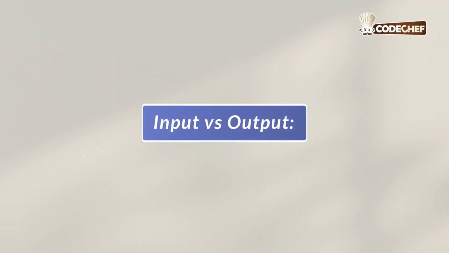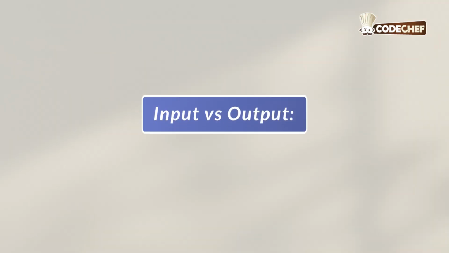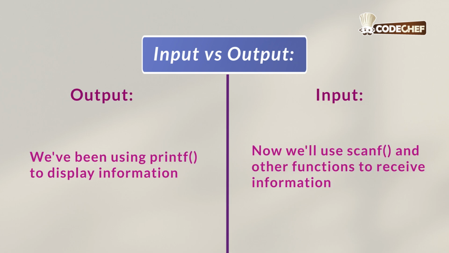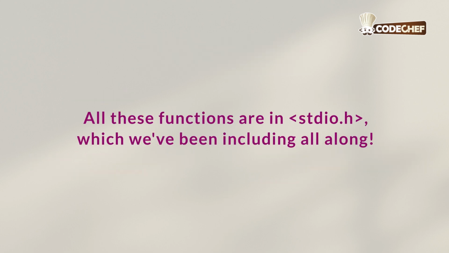Now let's look at input versus output. For output, we've been using printf to display information. But for input, we'll use scanf and other functions to receive information. All these functions are in stdio.h, which is the standard library we have been using all along.